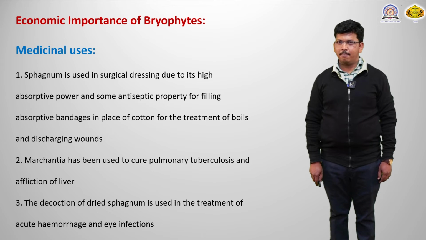When a cut takes place on any part of the human body, you apply sphagnum on that cut area, and the flowing blood gets stopped because the blood is blocked or absorbed in the sphagnum moss. Next is Marchantia. Marchantia is used for medicinal purposes in curing tuberculosis of the liver, or liver infection.